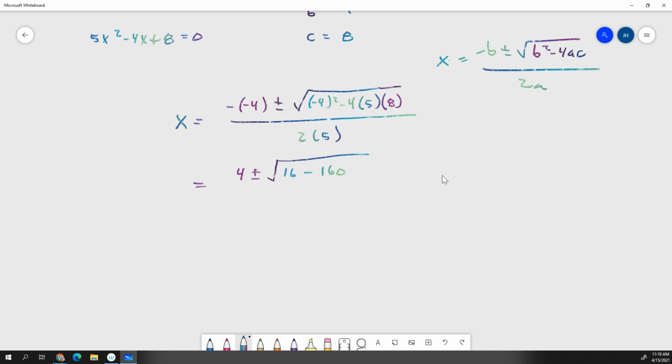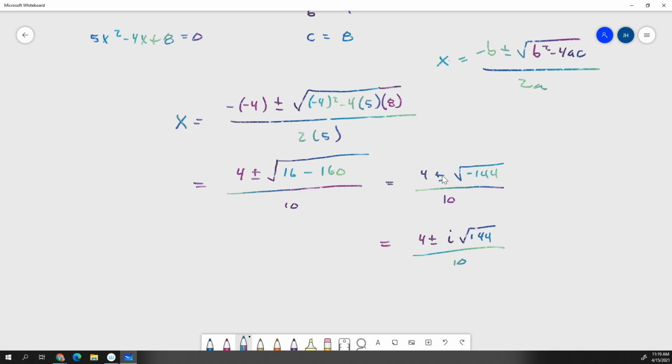So what we're left with here is going to be 4 plus or minus the square root of negative 144. And that's where we're going to find our issue in that, right? Is the negative underneath the square root. But we know how to take care of that, right? We just pull it out as an i, and then it's not negative anymore. So we could write it as 4 plus or minus i times the square root of 144 over 10.